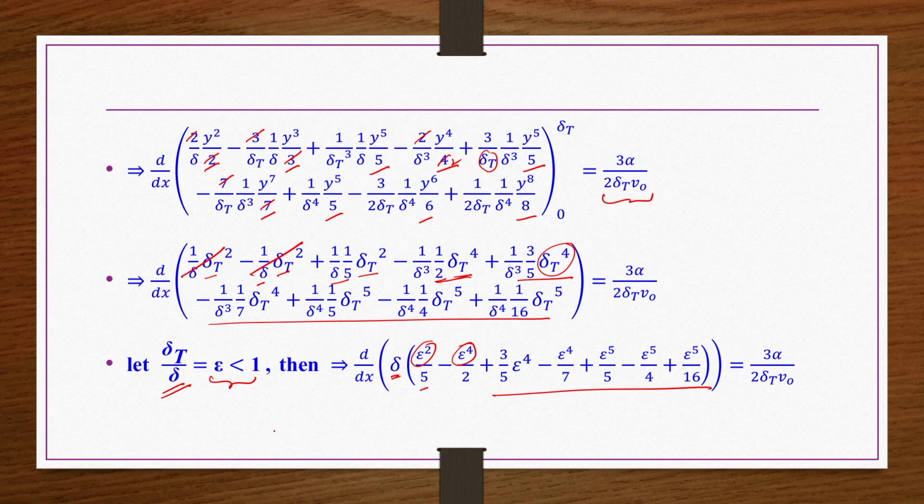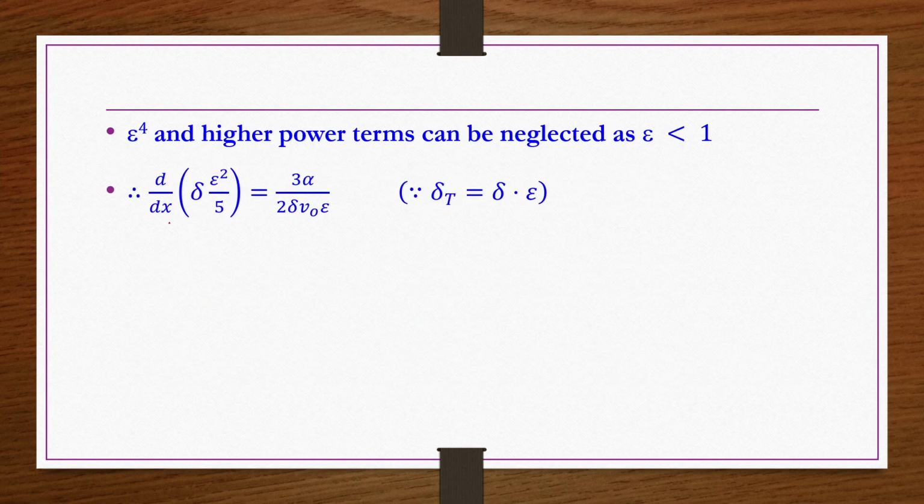Next step what I do, since epsilon is less than 1, epsilon power 4, epsilon power 5, epsilon power 6 and so on, so higher power terms would be negligible, would be having small contribution compared to the epsilon square term. So, what we can do, we can strike off these terms and then take only epsilon square terms. Then what we have, d by dx of delta epsilon square by 5 is equals to 3 alpha by 2 v naught delta t. In place of delta t I am writing delta multiplied by epsilon, because epsilon we have defined as delta t by delta.